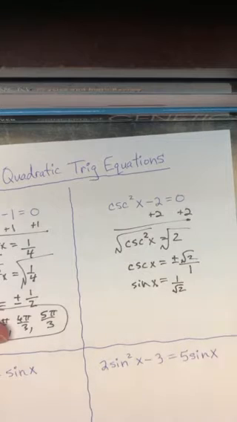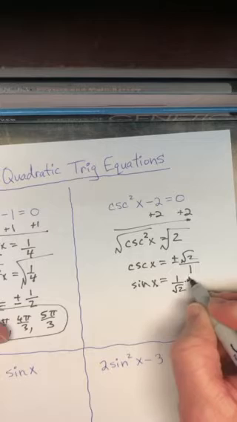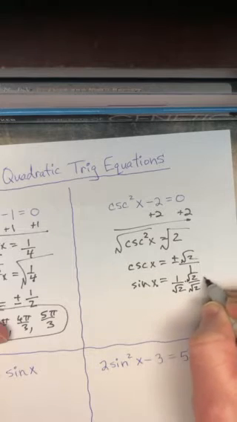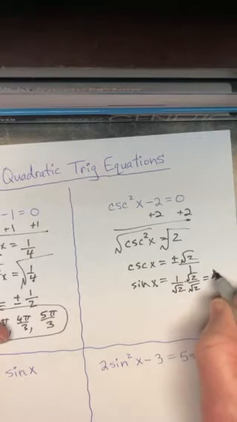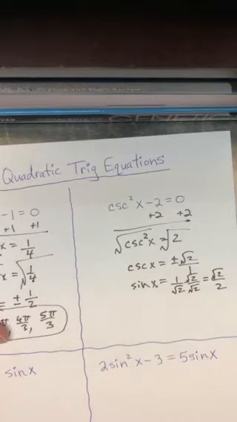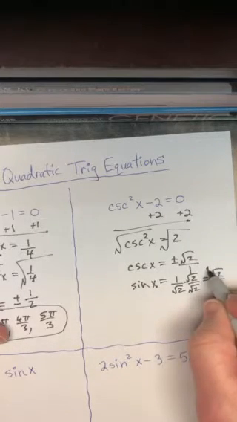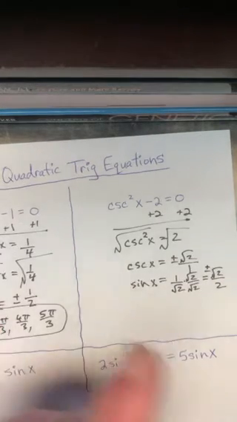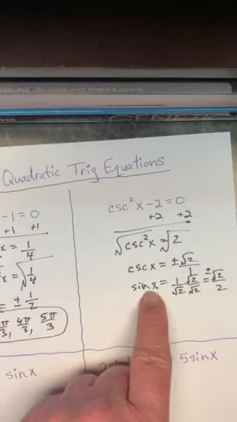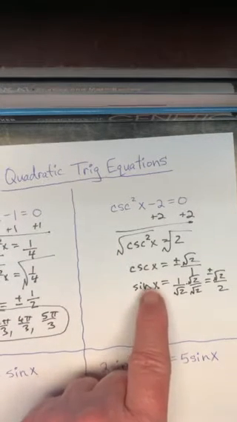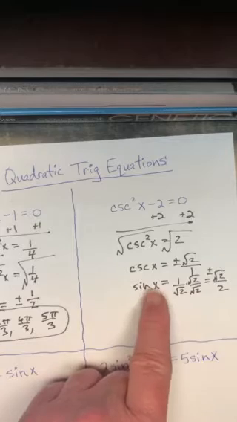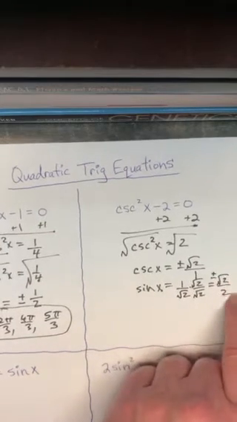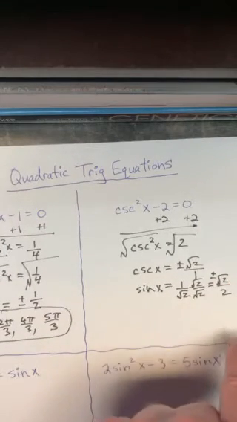Now, of course, you rationalize that, right? You can't have a radical on the bottom. You multiply by radical 2 over radical 2 and we get radical 2 over 2. Now, remember that was a plus or minus scenario. So I'm going to go to my unit circle and I'm going to try to see when is my sine value, when is my y coordinate radical 2 over 2, both positive and negative.